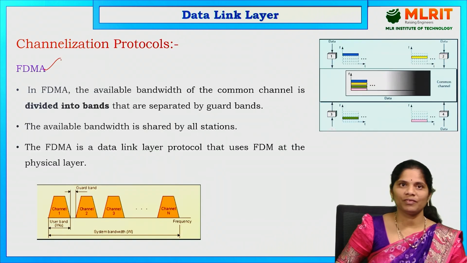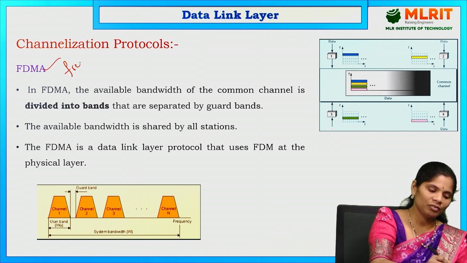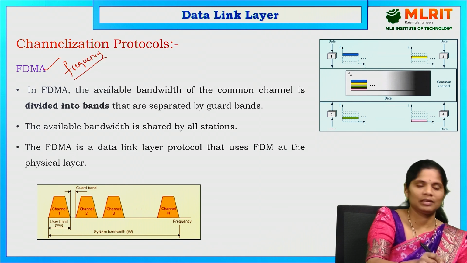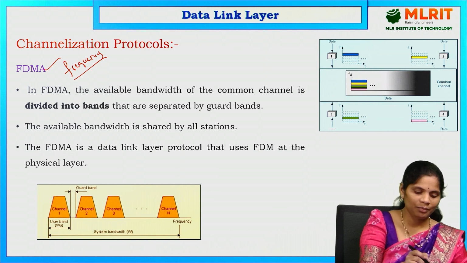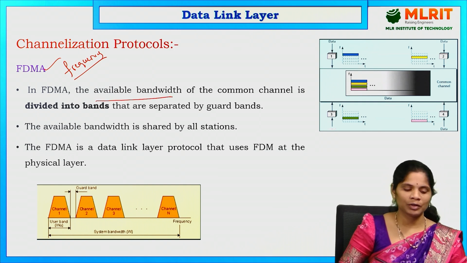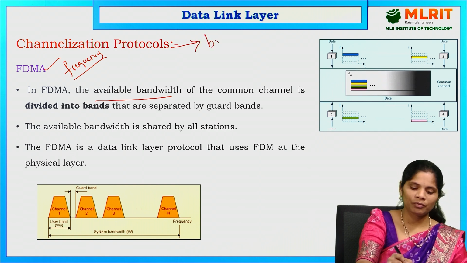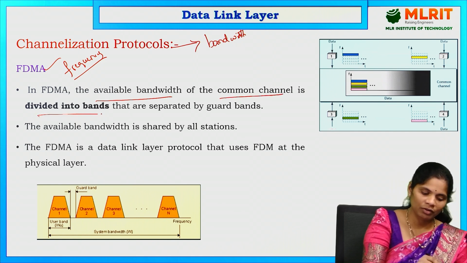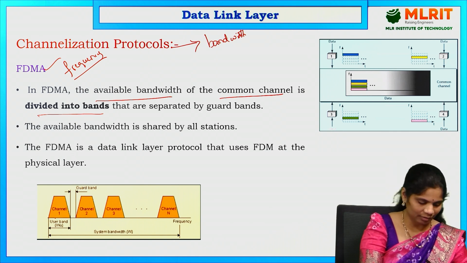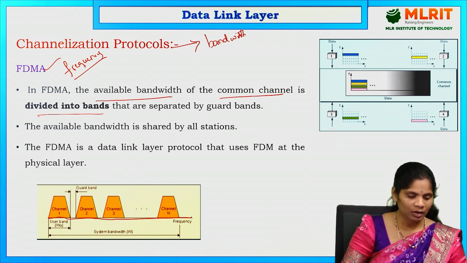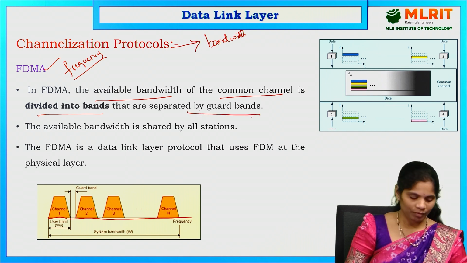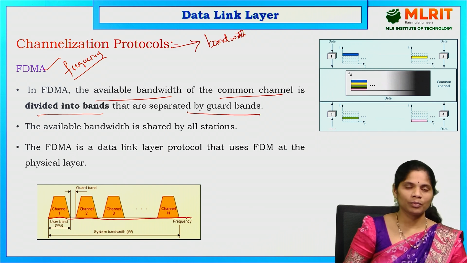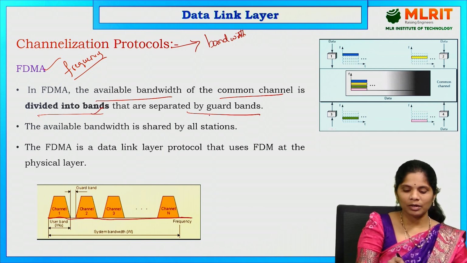FDMA is about frequency, frequency division multiple access. In FDMA, the available bandwidth is used. As we already said, channelization protocols are mainly about the bandwidth of the particular link channel. The bandwidth of the common channel is divided into different bands. This is the channel, and it is divided into different bands. That is FDMA. These bands are separated by what? Guard bands.